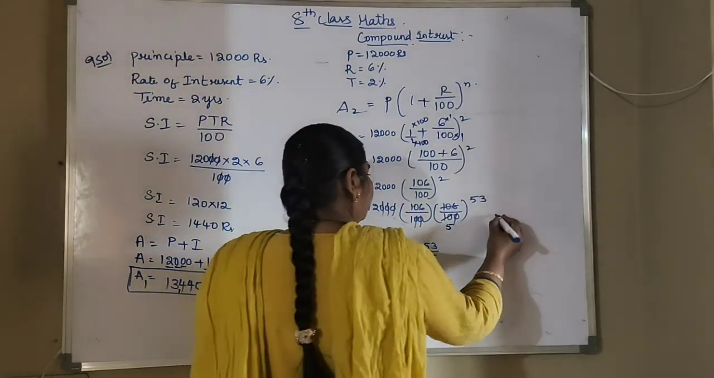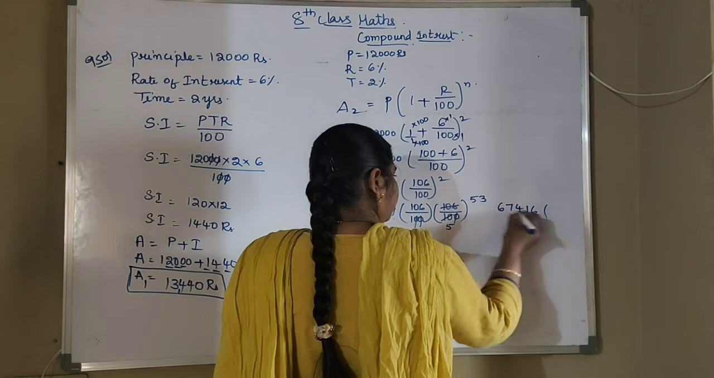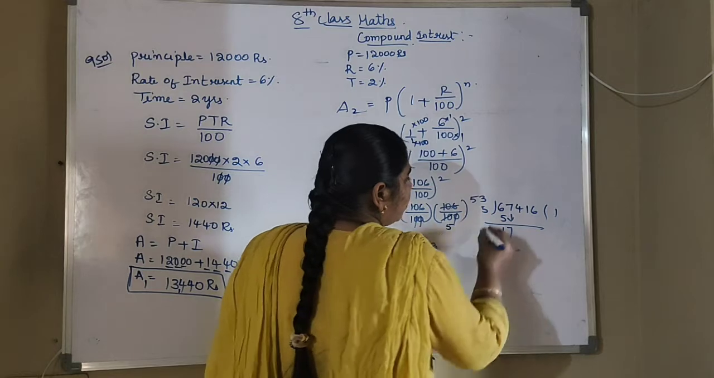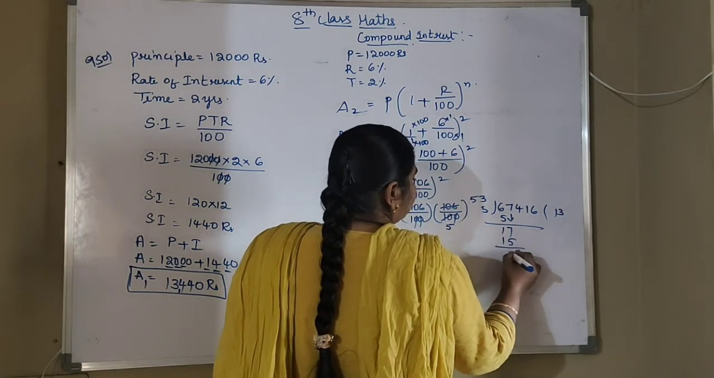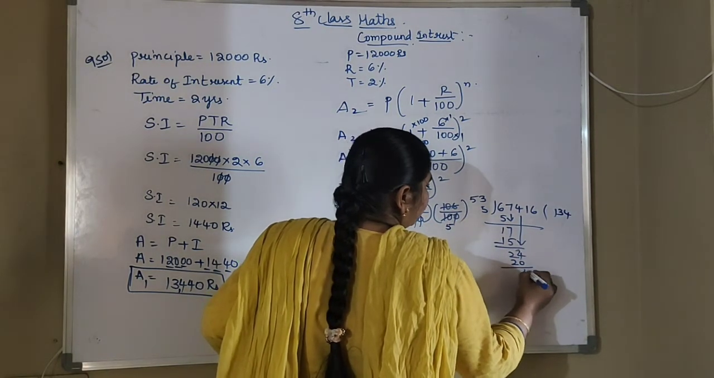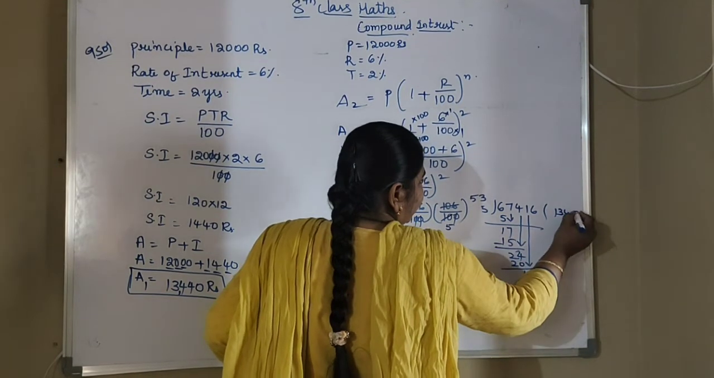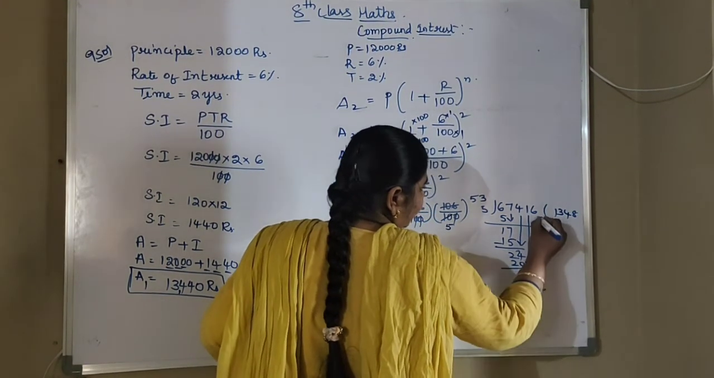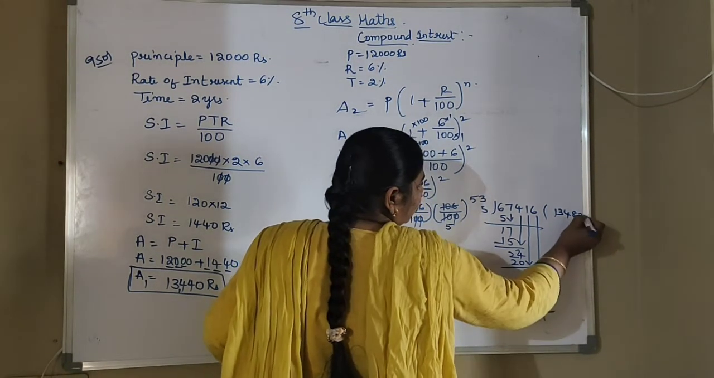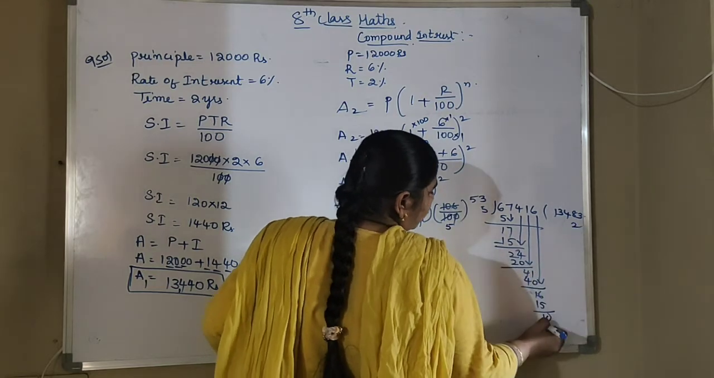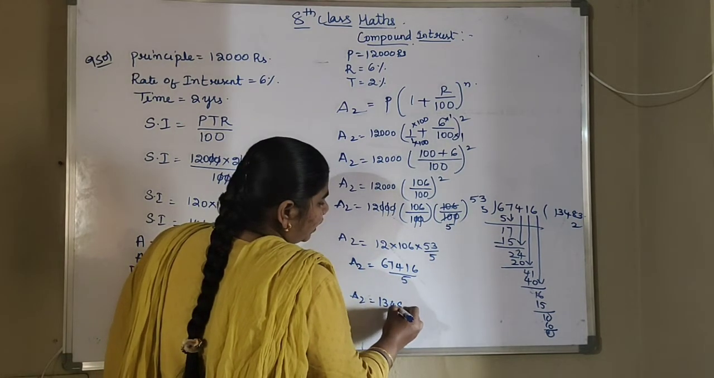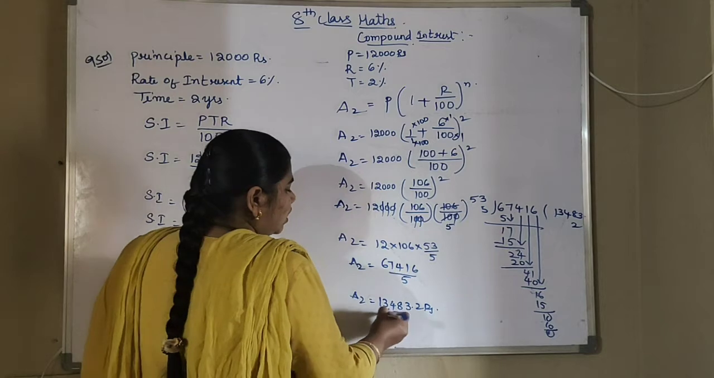So this value we have to divide with 5 now. 5 1s are 5. Bring this 7 down. 5 3s are 15. Bring this 4 down. 5 4s are 20. Bring this 1 down. 5 8s are 40. Bring this 6 down. 5 3s are 15, 1, 0. 5 2s are 10. So you got the value as A2 is equal to 13,483.2 rupees.